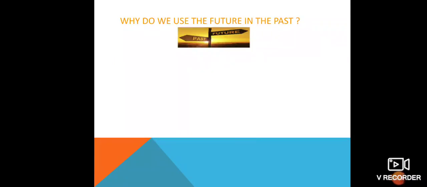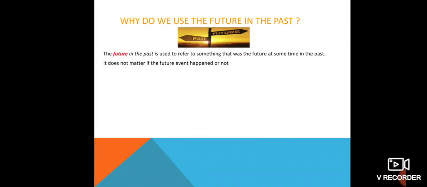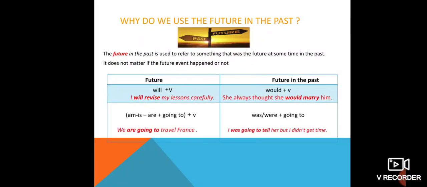Now, can you guess when we use the future in the past? Frankly, we use the future in the past to refer to something that was the future at some time in the past. It doesn't matter if the future event happened or not. In other words, we use it when we refer to past plans or intentions. Okay? But pay attention, please. There is a big difference between the form of the future and the form of the future in the past. To understand more, have a look at the following comparison between the future and the future in the past.